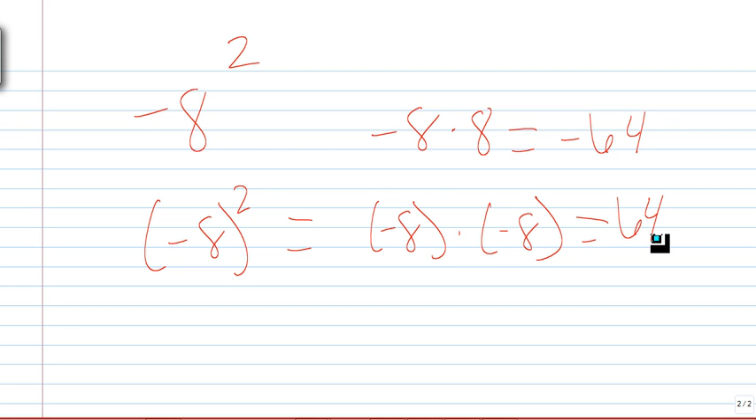So you want to keep in mind when you're multiplying, you want to make sure and look to see, are they in parentheses? If they're in parentheses, then you're going to multiply that number however many times your exponent says. If they're not in parentheses, you'll just multiply it normally how you would see it, like we did on our example here.